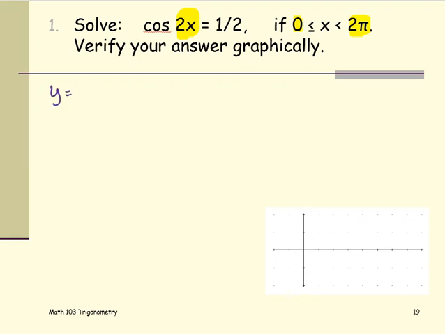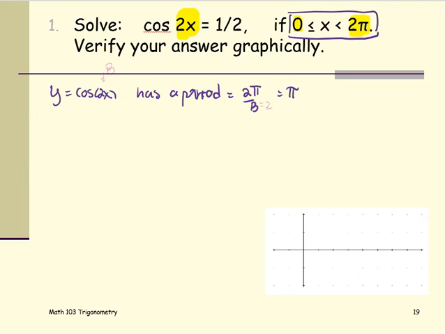Recall the function y equals cosine of 2x has a period equals 2 pi divided by b, and the value b for this function is 2, so b equals 2. Therefore the period is pi. For the interval from 0 to 2 pi, that tells us there are going to be 2 cycles or 2 rounds of the graph. So if the 2x is between 0 and 2 pi as one cycle, or the period, that means x will be between 0 and pi after we solve for x.